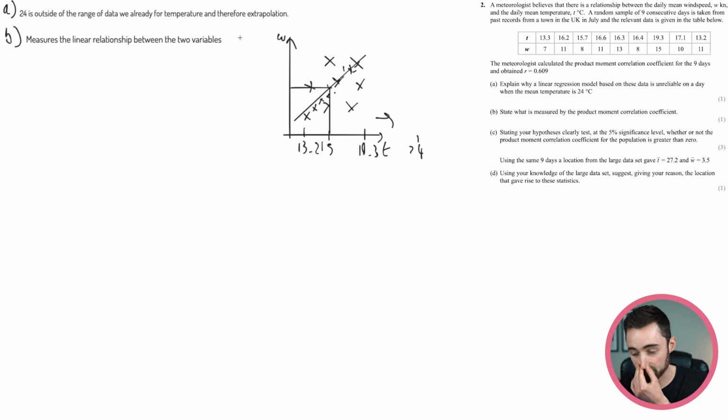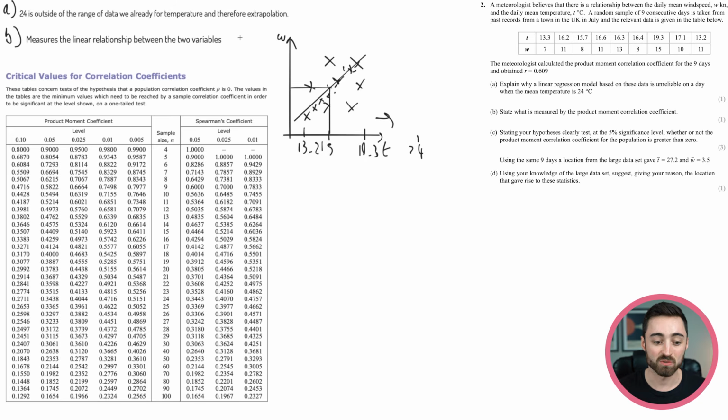Cool. Okay. C. State your hypotheses clearly. Test at the 5% significance level whether or not the product moment correlation coefficient for the population is greater than 0. Okay. So what I want to do is introduce you to something in your formula booklet, and that is the tables here. Because this literally tells you what to do. It is the critical values for this hypothesis test.